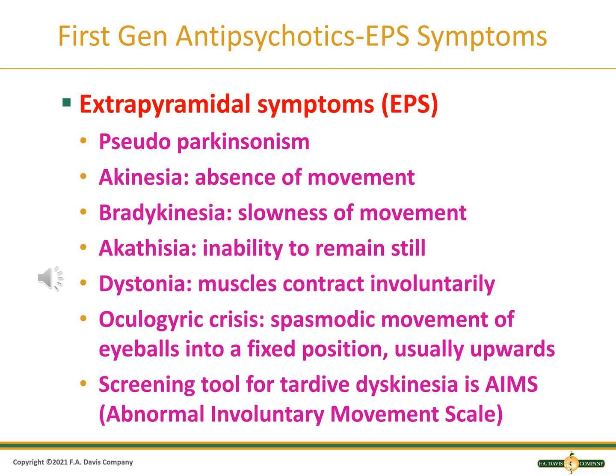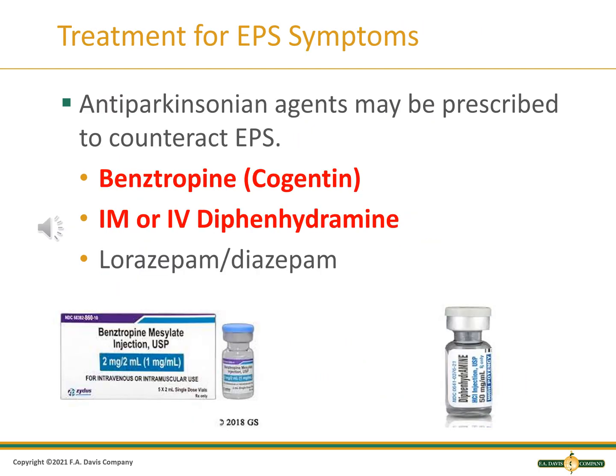Please recall that the side effects of first-generation antipsychotics include extrapyramidal or EPS symptoms, which include pseudoparkinsonism, akinesia, akathisia, dystonia, and oculogyric crisis. We already discussed each EPS symptom in Module 3. Please ensure you refamiliarize yourself with them. EPS symptoms can be treated by antiparkinsonian agents. Such medications may include anticholinergics, such as benztropine or trihexyphenidyl, antihistamines, such as diphenhydramine, or benzodiazepines, such as lorazepam or diazepam.